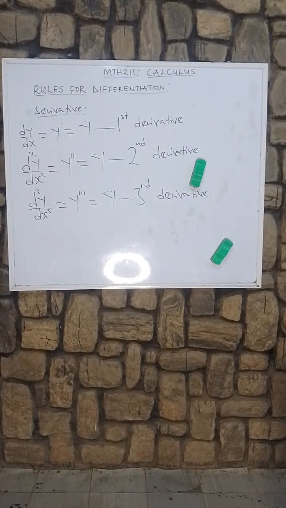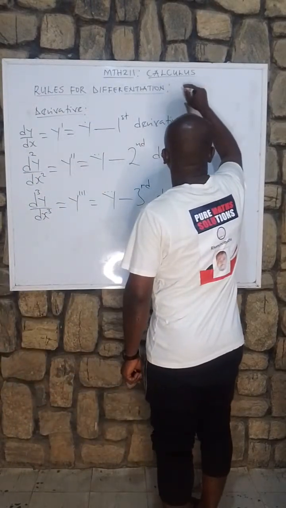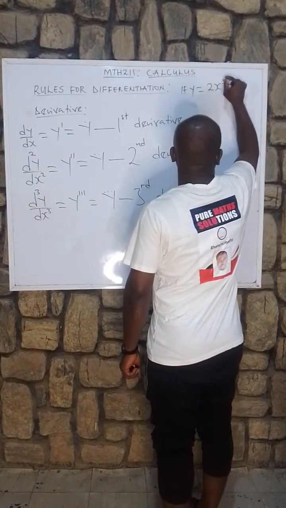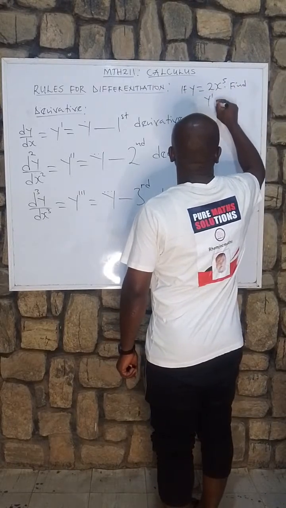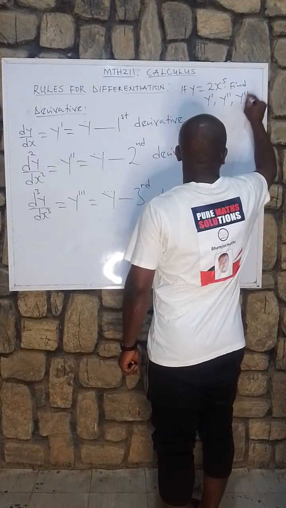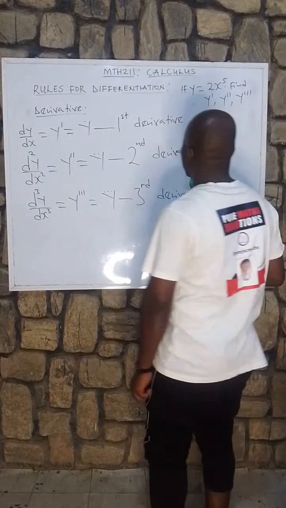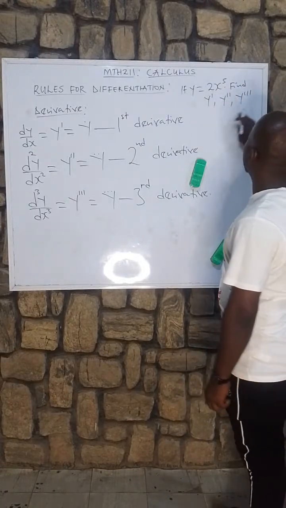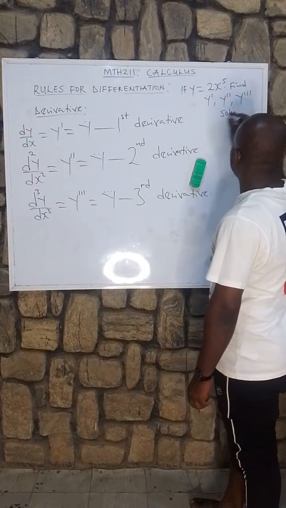Third derivative. So assuming you are asked, if y equals 2x raised to the power of 5, then they now say find y prime, y prime prime, up to y prime prime prime. It's simple as ABC. What you need to do here is differentiate this function 3 times. So you write solution, right?